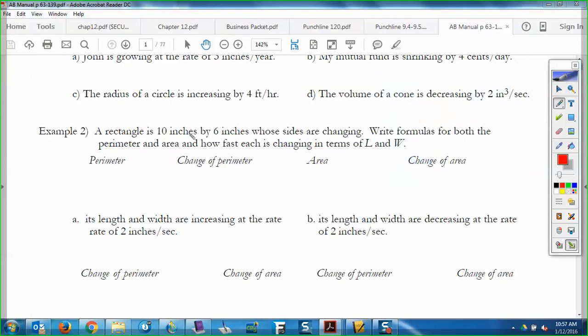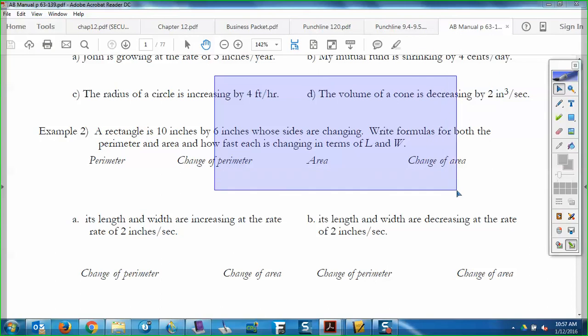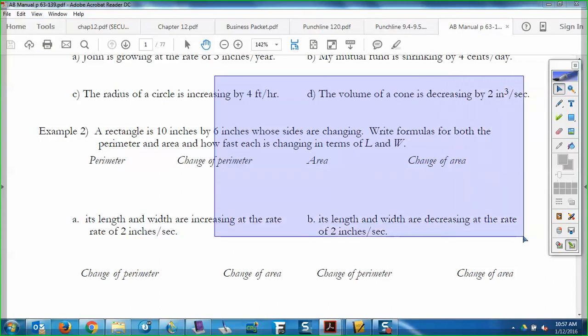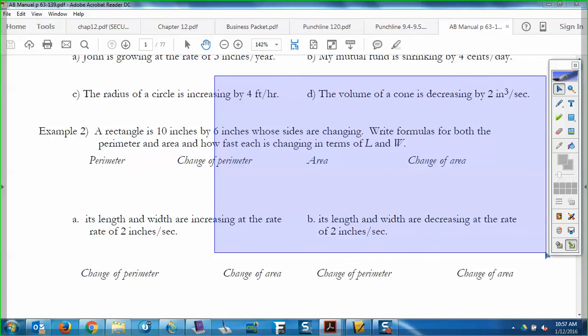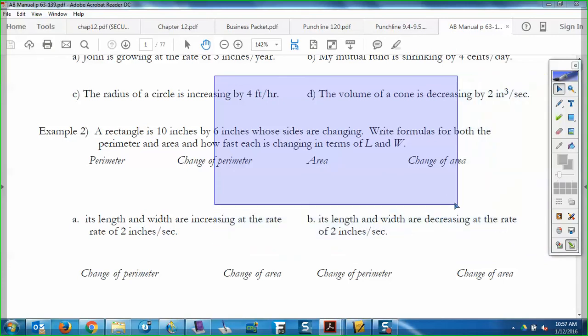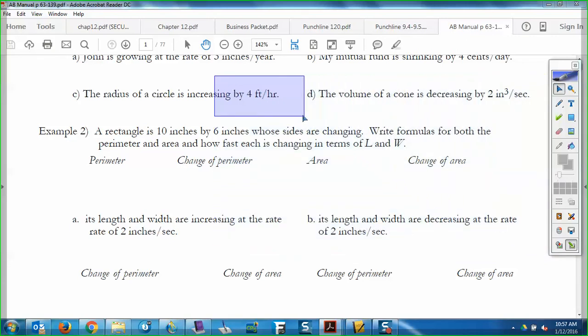A rectangle is 10 by 6, but its sides are changing. So in that scenario, tell me all the different things that are changing. Not only is the length changing and the width changing, what else? The area is changing, what else? The perimeter is changing, right? So the area is changing, the perimeter is changing, and each of the sides are changing. That's what we mean by related rates. All 4 of those are rates.